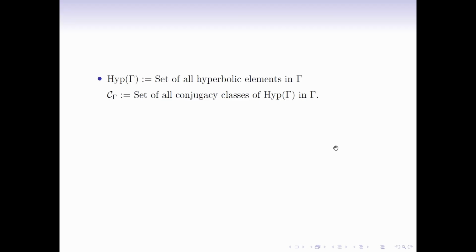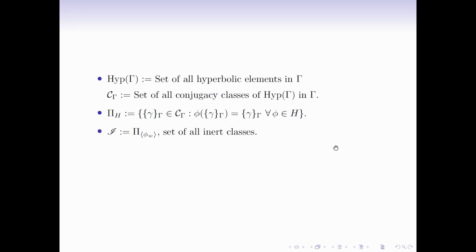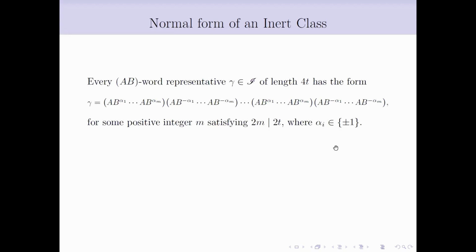Now for that, let's recall the setup. You take the set of all hyperbolic elements in the modular group, take the conjugacy classes of hyperbolic elements, and these special classes, inert and ambiguous classes, that I already discussed a while ago. And then every AB word representative of the inert class of length 4t has this form, where m is a positive integer and m divides t, where alpha i is plus or minus 1.